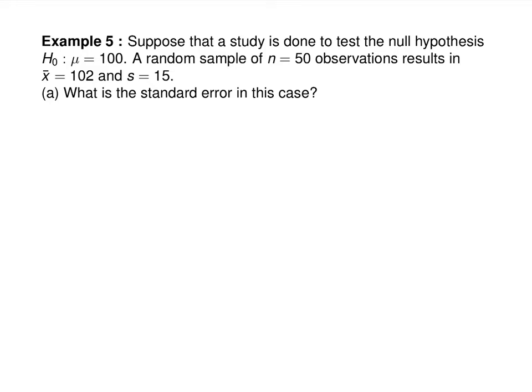All right, suppose a study is done to test the null hypothesis H naught mu is 100, and a random sample of 50 observations results in an X bar of 102 and a sample standard deviation of 15. So first let's find the standard error. So what is the standard error of X bar? Well, this is S over root n. 15 over root 50 comes out to be 2.12 approximately.